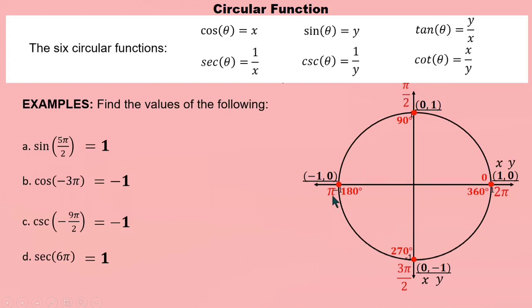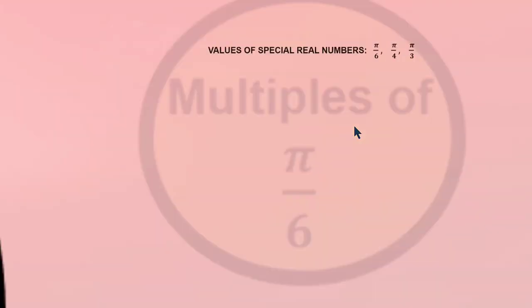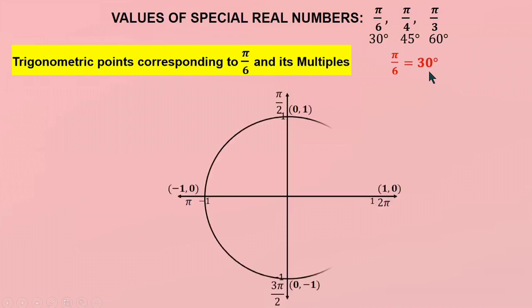Aside from these quadrantal angles, we also have 3 special real numbers, pi over 6, pi over 4, and pi over 3, which are equal to 30 degrees, 45 degrees, and 60 degrees respectively. First, let's deal with pi over 6 and its multiples. Pi over 6 is equivalent to 30 degrees. In the unit circle, this is 30 degrees or pi over 6.